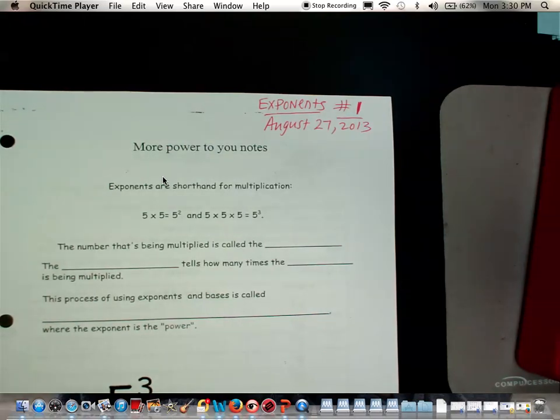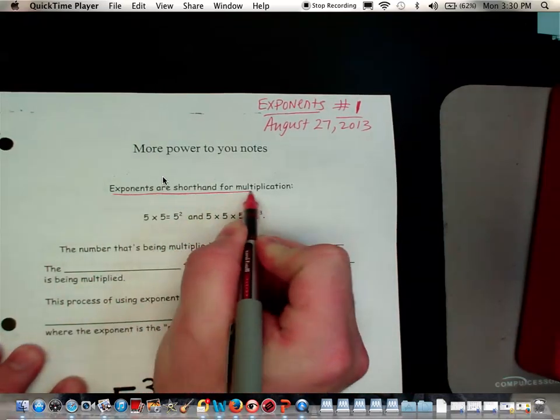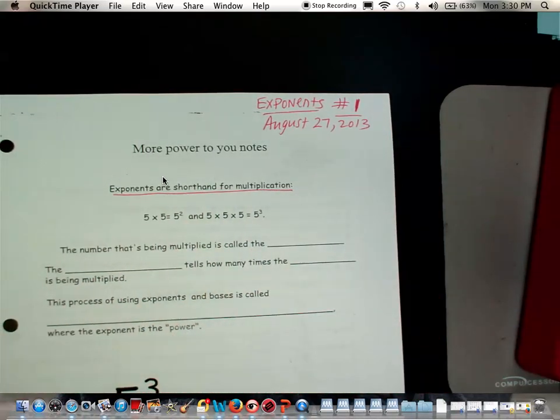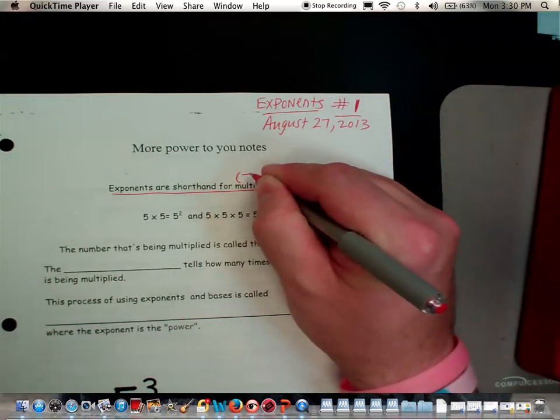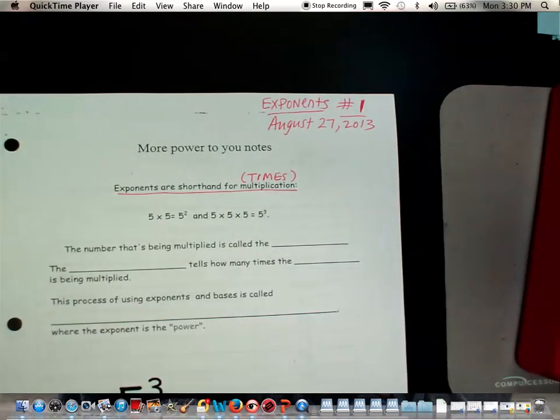So the first thing here we want you to know is exponents. They're shorthand for multiplication. So we're not going to do any addition. We're not going to do any division. We're not going to do any subtraction. It's just going to be multiplication. And another word for multiplication is the word times. That's what we're going to be doing. We're going to be doing a little bit of timesing here.